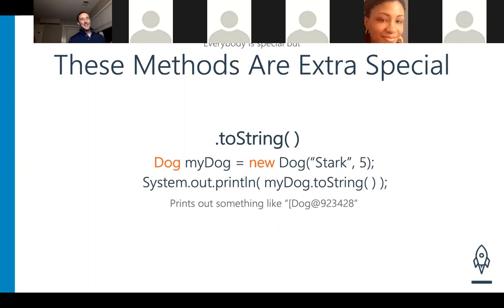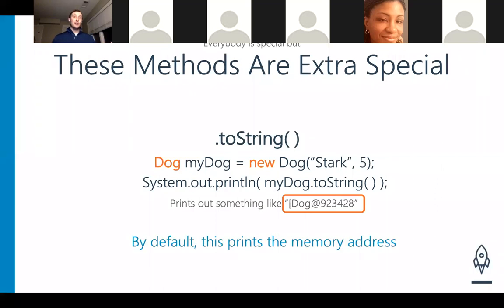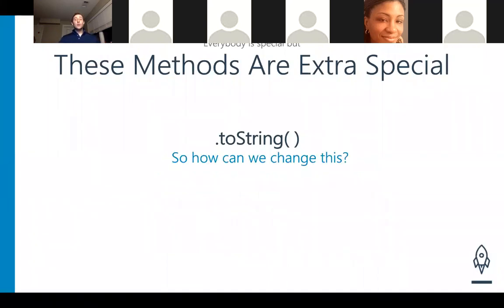Yep. It's going to sometimes have a bracket in there, or Dog, an @ sign, and then a bunch of numbers. This technically right here is its memory address. The machine understands it, but this is definitely not human readable. So by default, it prints that memory address. Only Java can really understand. But Java is not us. I like things human readable. As a human, I'm slightly biased. So how can we exactly change toString to do this? Let's take a little bit closer look at that.